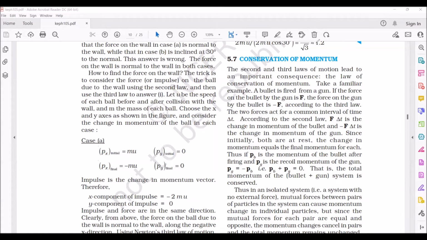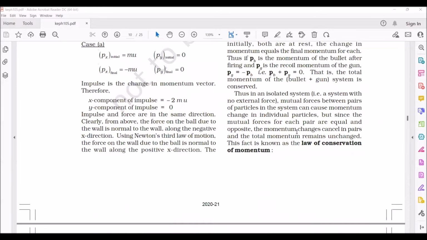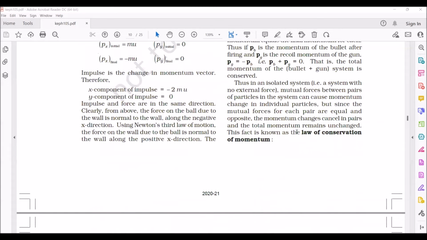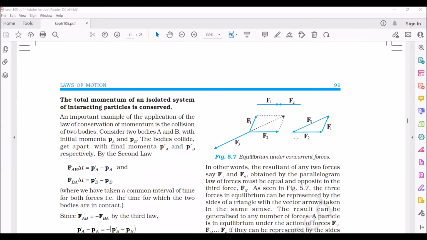If we take an isolated system in which external forces are not acting, then the mutual forces in that system are equal and opposite. So they cancel and the momentum remains unchanged. This is because of the law of conservation of momentum.